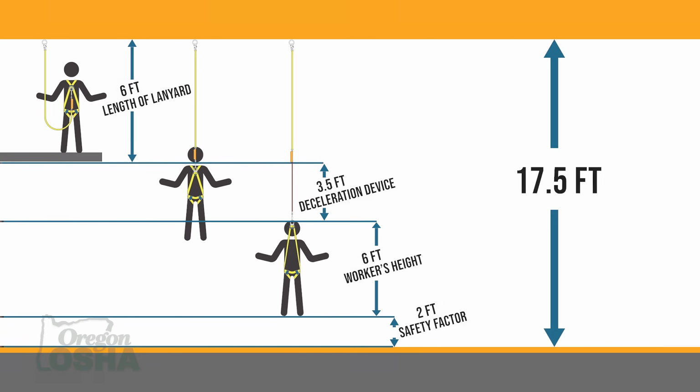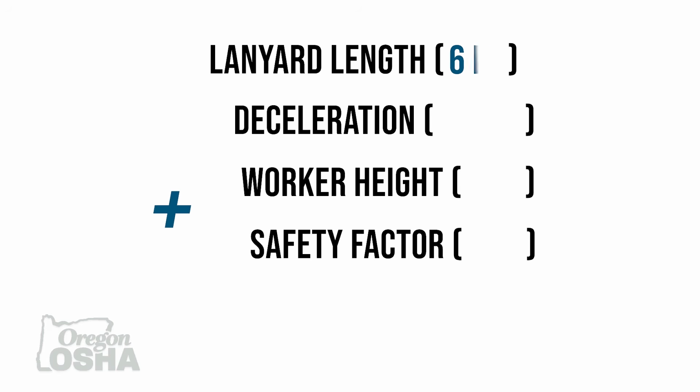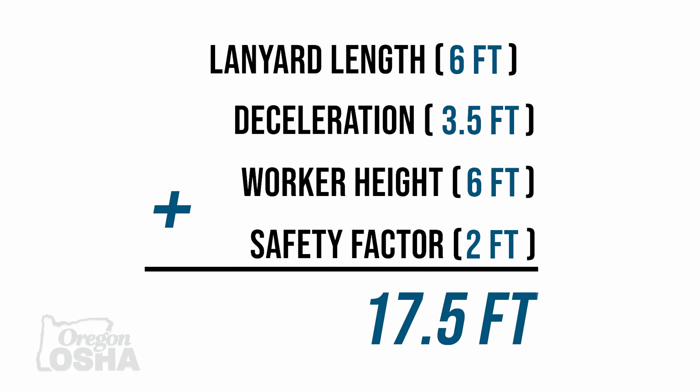So using a standard 6-foot lanyard, we could need a total of 17.5 feet from our anchor point to that next level. That's 6 feet of lanyard, 3.5 feet of deceleration, 6 feet of worker and harness stretch, and our safety clearance at the end for a total of 17.5 feet.